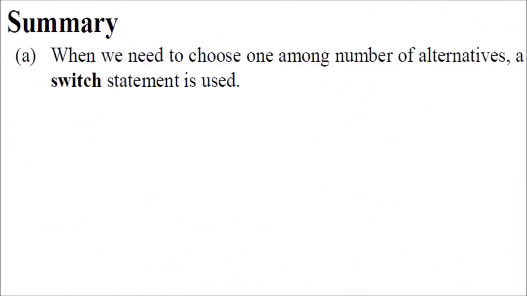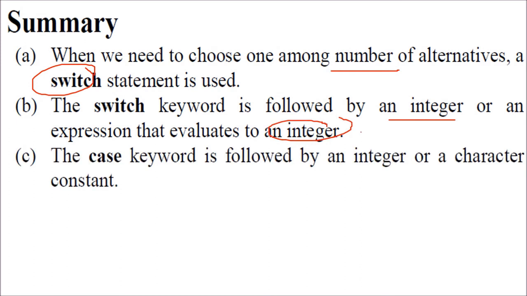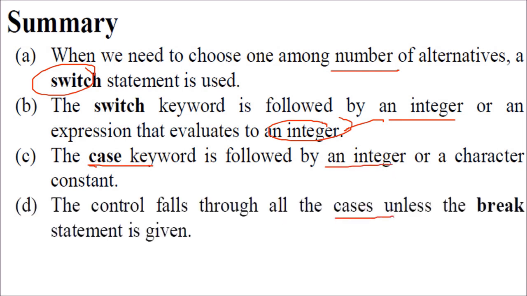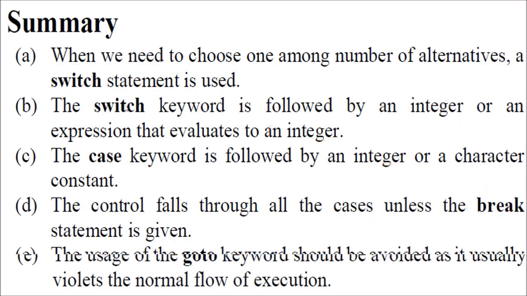So let us summarize what we have seen. When we need to choose one among a number of alternatives, we use switch. The switch keyword is only followed by an integer or an expression that evaluates to an integer. That is why we can use a character also, because internally it is treated as an ASCII value. The case keyword is followed by an integer or a character constant. The control falls through all the cases unless a break is encountered. The usage of the goto keyword should usually be avoided, because it violates the normal flow of execution.